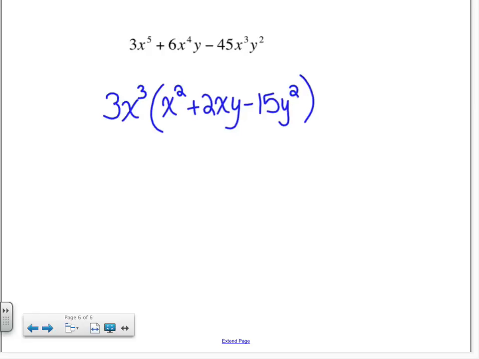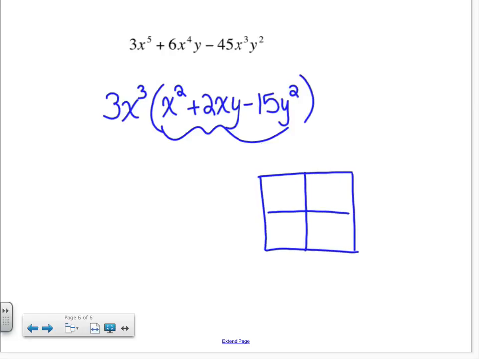Okay, and then we just have to factor what's left. So that looks like it factors into x squared is our first term, negative 15y squared is our last term. So we need, again, two factors of negative 15 that add to 2. So, well, here, let's get our x's in there, because x times x is x squared. And then we also need our y's in there to get our y squared in our last term. And then it looks like we're going to need 5 and negative 3.